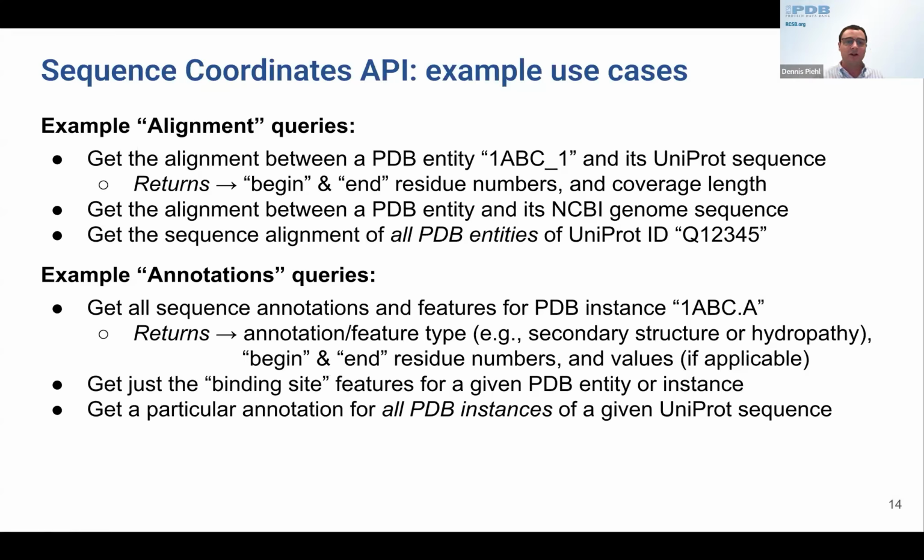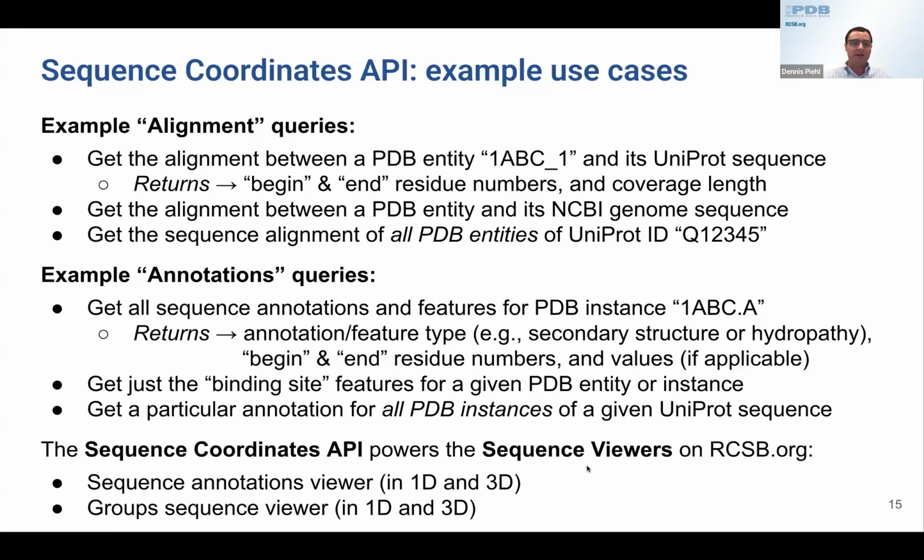You can also filter down the set of features and annotations that you get for a given query. So for example, let's say you're interested in just the binding site features. Well, you can apply that filter to your query and get just those annotations for a given PDB entity or instance. And likewise, you can also get the particular annotation for all PDB instances of a given UniProt sequence.